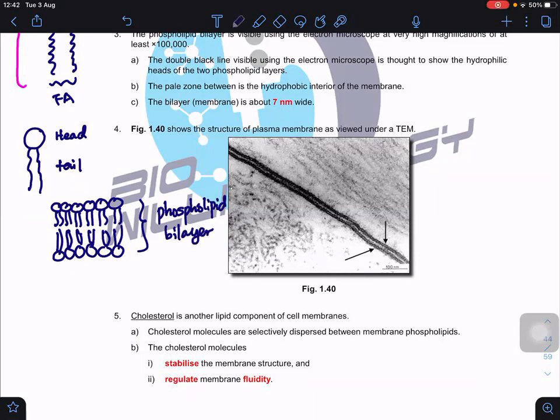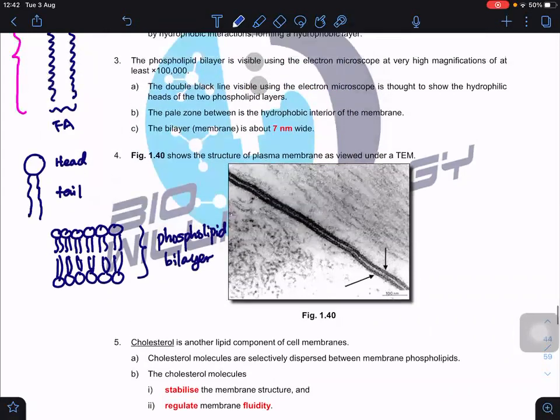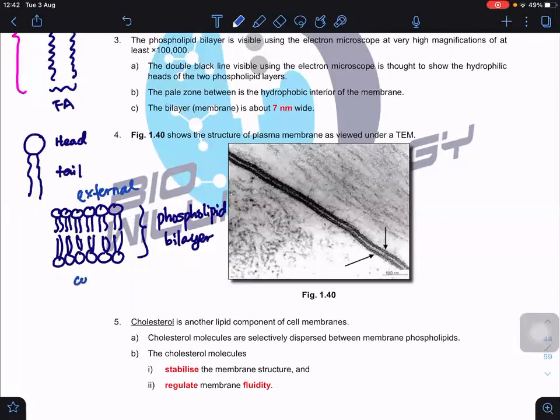What is the function of the head? The head of the phospholipid faces the external aqueous medium, for example tissue fluids. The other side faces the interior cytoplasm, which also consists of a lot of water. So they interact with the water molecules. At the center, we call it the hydrophobic core.